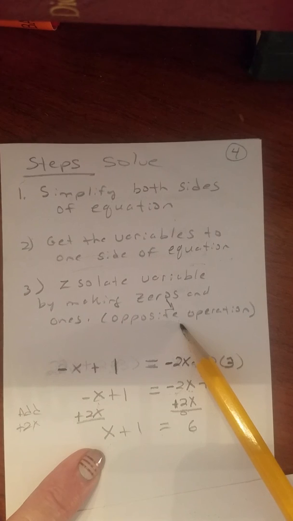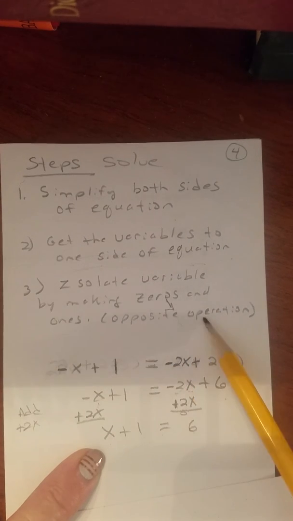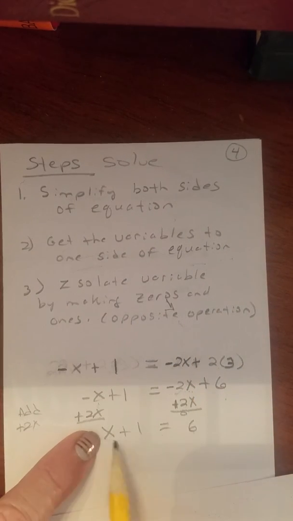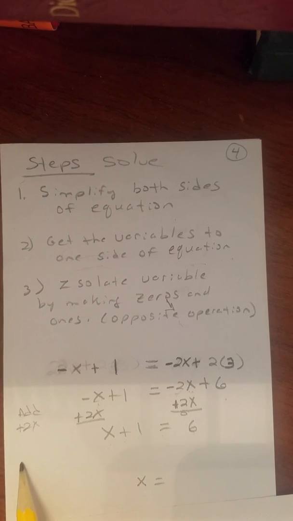So now I'm ready to isolate variables by making zeros and ones. My goal here again is to get this x by itself. They are adding 1, so I'm going to add a negative 1 to both sides of the equation. 6 plus a negative 1 is 5. Positive 1 plus a negative 1 is 0, and x plus 0 is x. So here's my solution. My solution set is x equals 5.